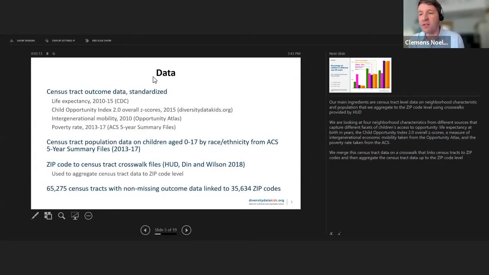Our main ingredients are census tract level data on neighborhood characteristics and population that we aggregate to the zip code level using crosswalks provided by HUD. We're looking at 4 neighborhood measures of child opportunity from different sources that capture different facets of child opportunity: life expectancy at birth in years, the Child Opportunity Index 2.0, which includes several measures from the ACS, a measure of intergenerational economic mobility from the Opportunity Atlas, and the poverty rate from the ACS. We merge the census tract data on a crosswalk that links census tracts to zip codes and then aggregate the census tract data up to the zip code level.